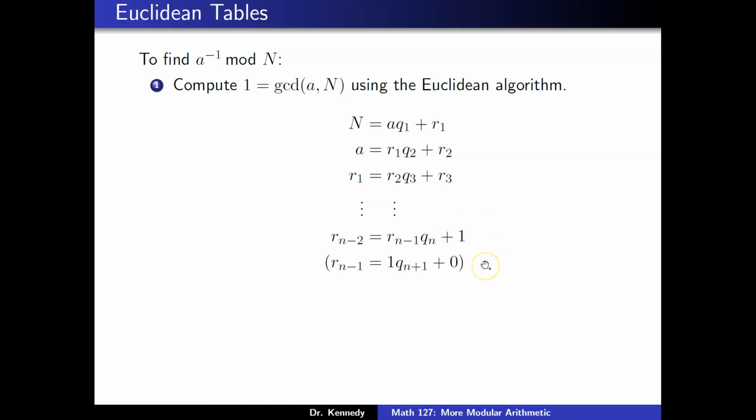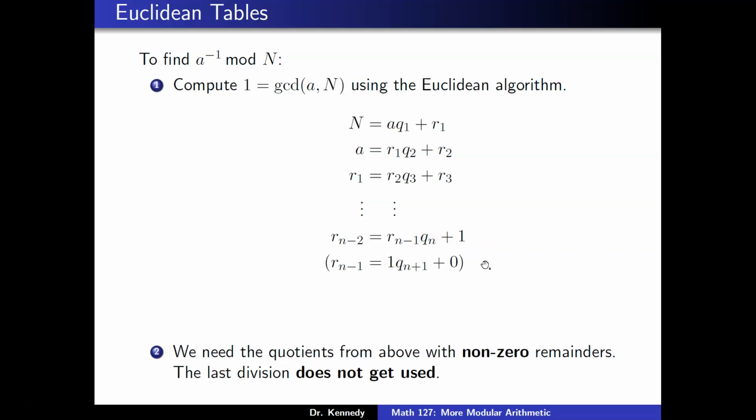We don't use that last division where you get a remainder of 0. That will throw everything off. If you do use that, you will see it. Things will not work. You will not get plus or minus 1 as we will see you should get. So if that happens, check that you haven't used that last quotient.